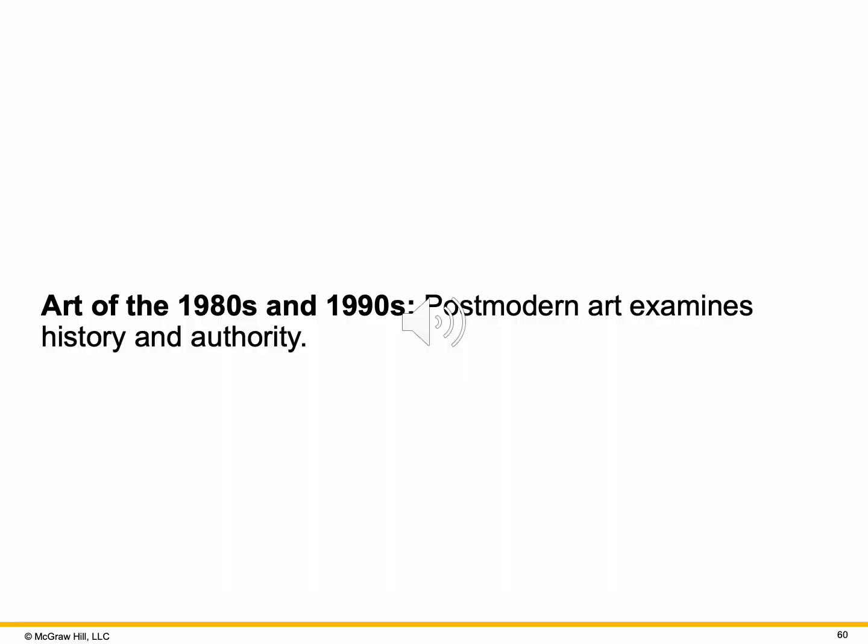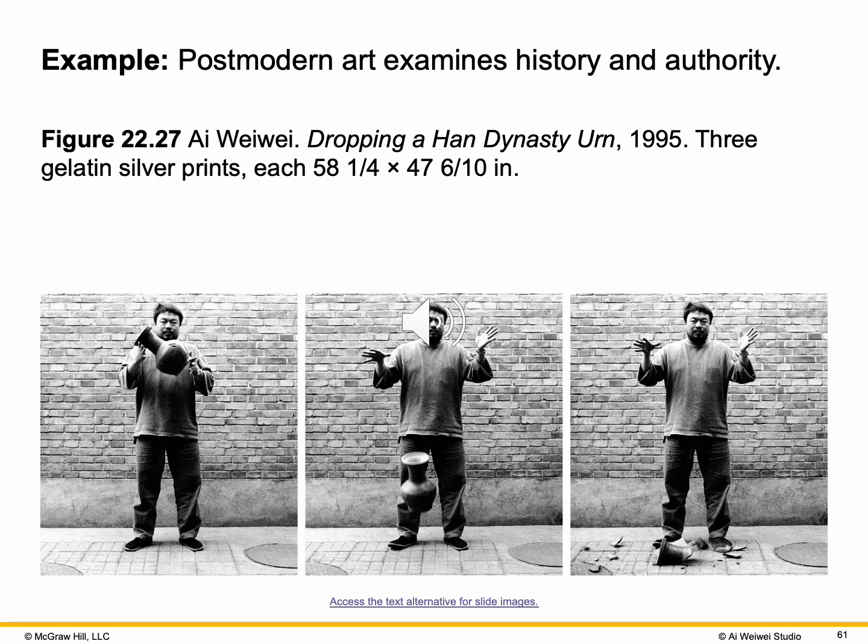Art of the 1980s and 1990s. Postmodern art examines history and authority. Our ideas about art, our relationship with the past, and postmodernism's critical stance towards authority also lie at the heart of Ai Weiwei's Dropping a Han Dynasty Urn.